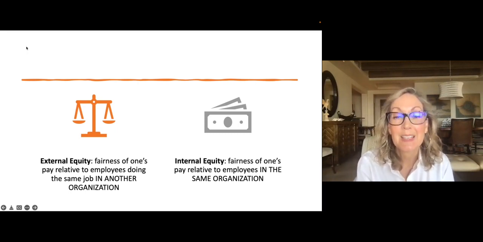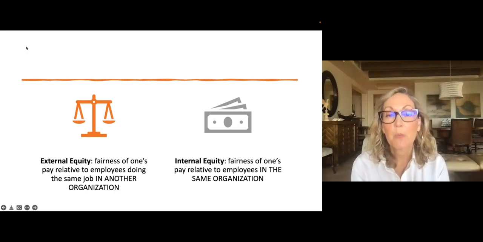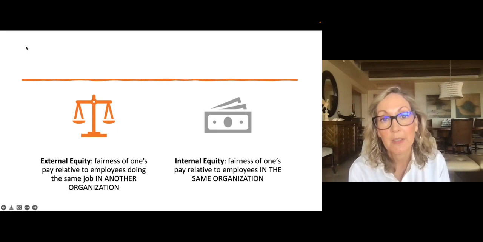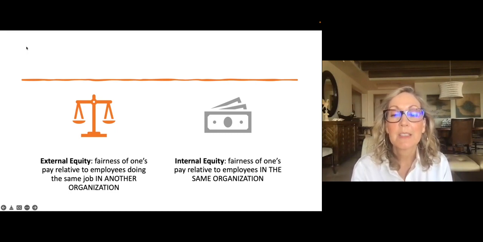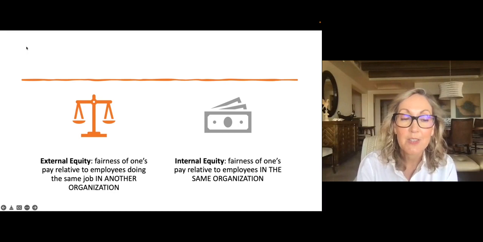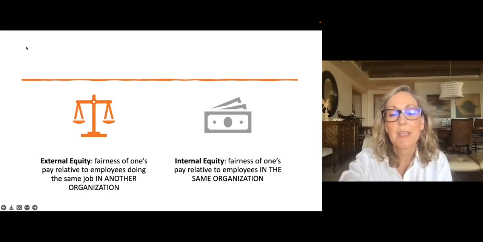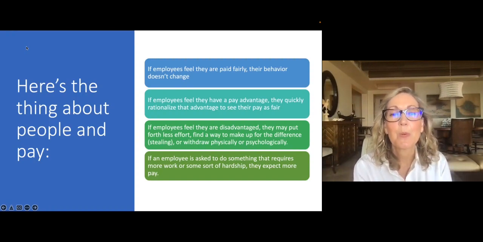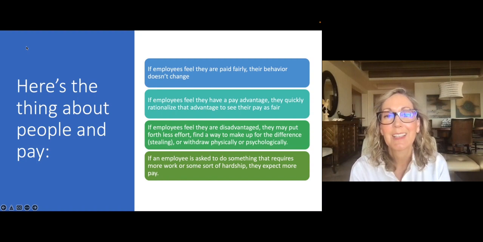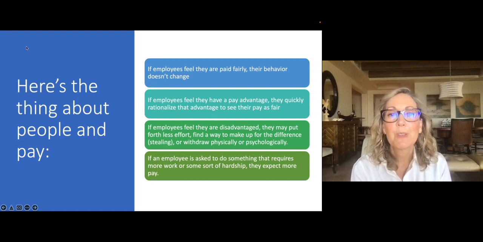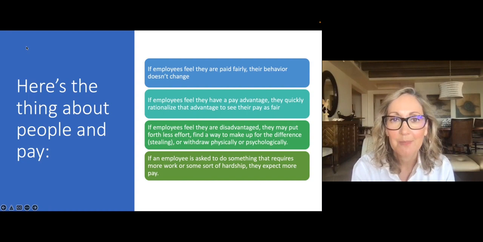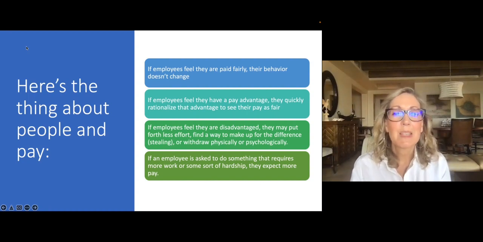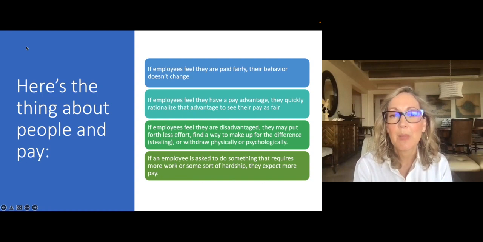Internal equity is in the same organization. It's when Joe and Mary work for my bicycle company and one makes more than the other. That is relative to someone else in my company, internal equity. Relative to someone else in another company, external equity. So here's the thing to know about people and pay. Here's my psychologist analysis of what I know about people and pay. If people feel that they are being paid fairly, their behavior typically doesn't change one way or another. If they aren't unhappy, it doesn't make them more happy. They consider fairness a baseline thing.